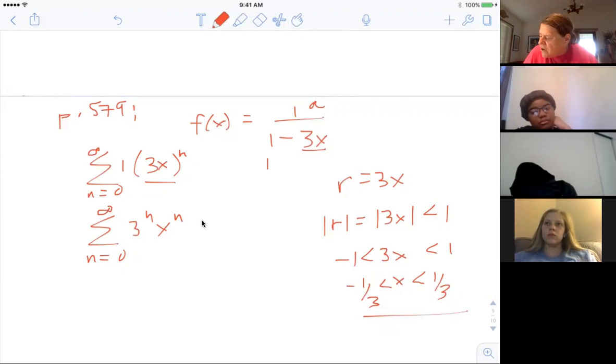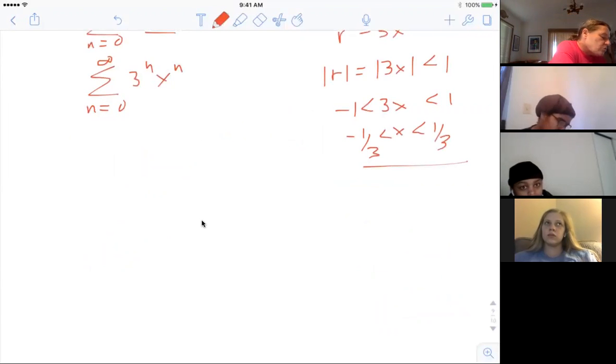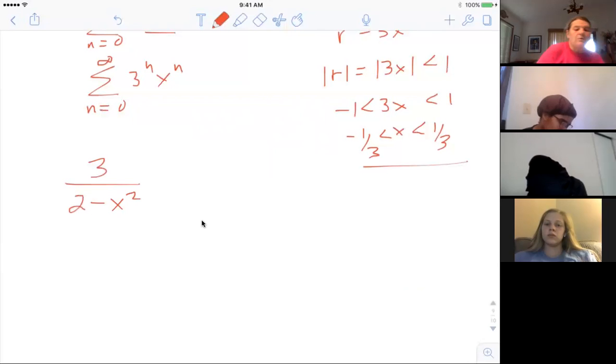I'll give you another one here. Suppose we had this one, and this one looks different. Suppose it has x squared over 1 minus x squared. No, I don't want to do that one. Suppose we had 3 over 2 minus x squared. Let's do that one. All right, and I want to represent that function as a power series.